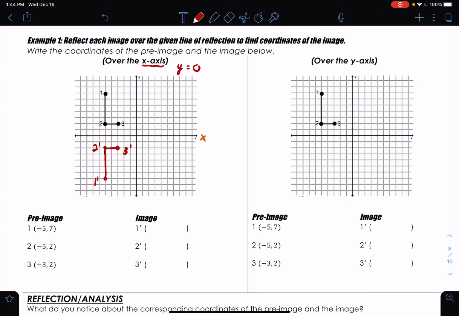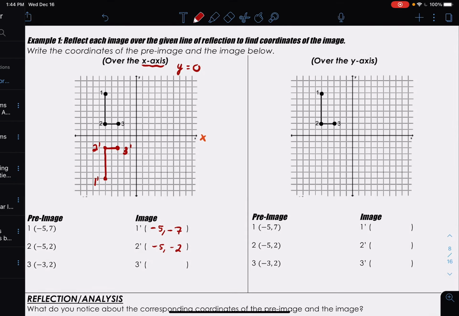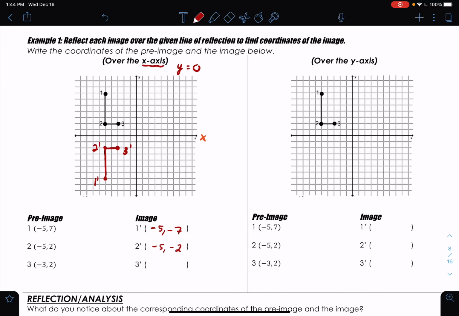The coordinates of those: 1 prime is -5, -7. 2 prime is -5, -2. 3 prime, my left hand, is -3, -2.